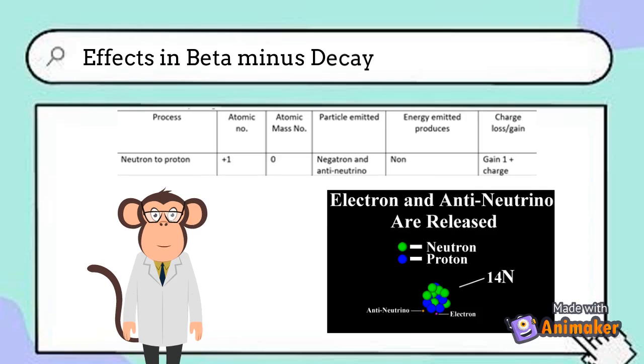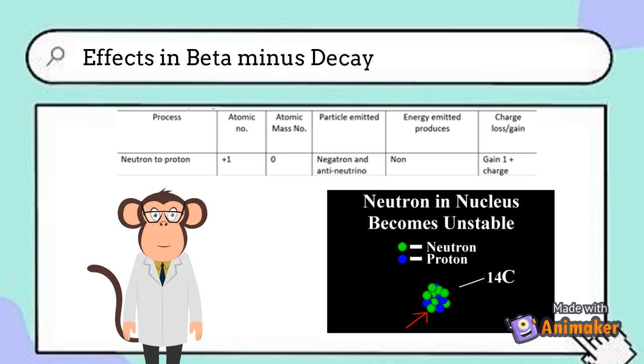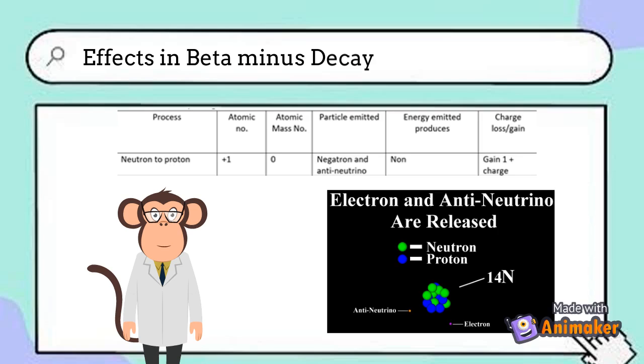In beta minus decay, the process is to turn a neutron into a proton, while the atomic number in beta minus decay is increased by 1, while the atomic mass number remains 0. The particles emitted from the beta minus decay are the negatron and the antineutrino. Energy emitted produces none, and the charge in beta minus decay gains one positive charge.